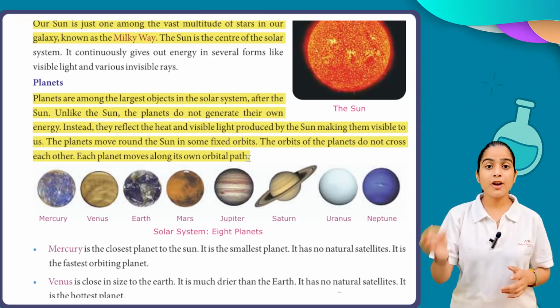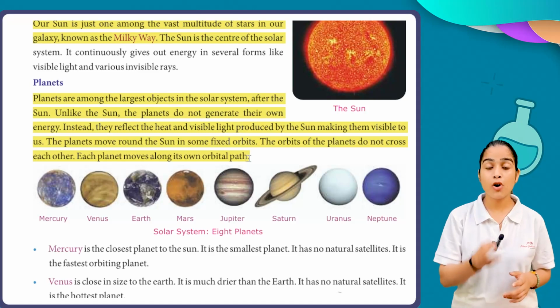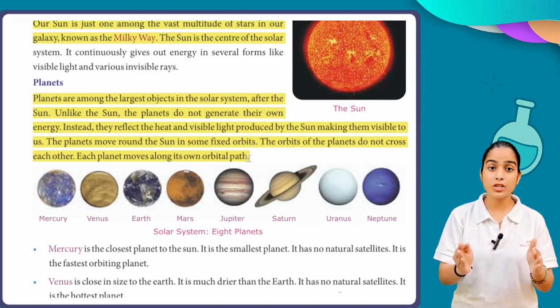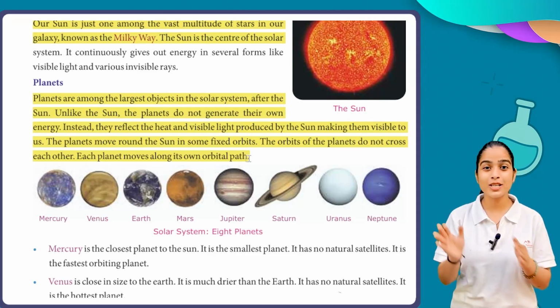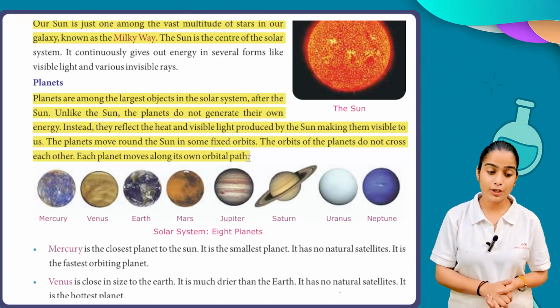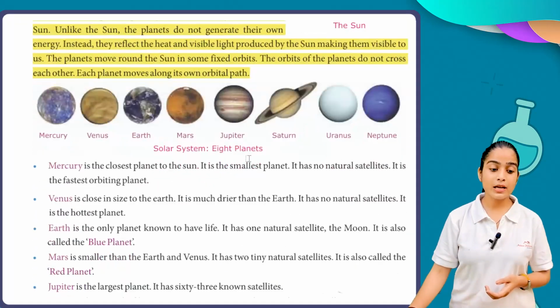Now each and every planet has its fixed orbit, and they never cross each other. They know their limits and they always fulfill them. So now we are going to discuss Mercury.